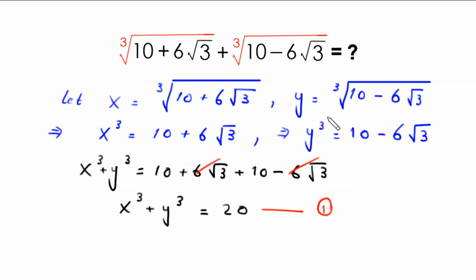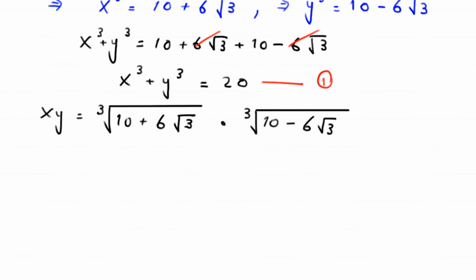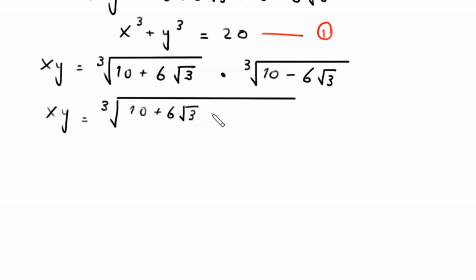Now we multiply this equation and this equation, so this will become x times y is equal to cube root of 10 plus 6 times root 3 times cube root of 10 minus 6 times root 3. Further simplified, this will become x times y is equal to, we can write these two expressions under one cube root. So this will become cube root of 10 plus 6 times root 3 times 10 minus 6 times root 3.